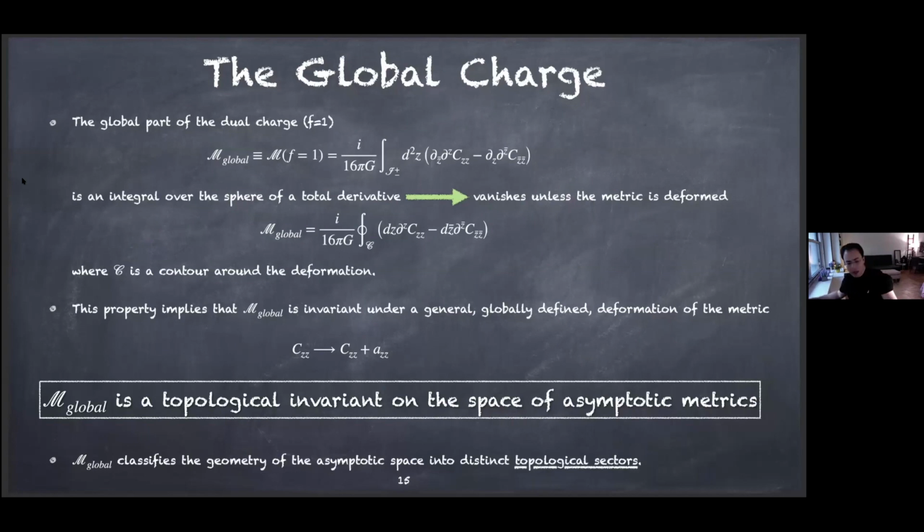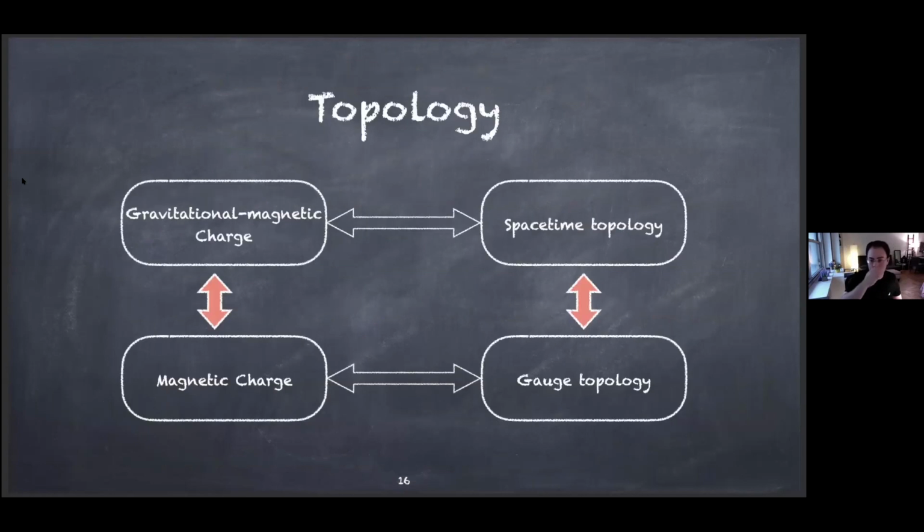And what I want to do next is to show an example. So this is the picture that I want to advocate for, which is that this gravitational-magnetic charge, the dual supertranslation charge, classifies the space of asymptotic metrics into distinct topological sectors, in the same way that the magnetic charge in field theory classifies the space of gauge fields into distinct topological sectors.